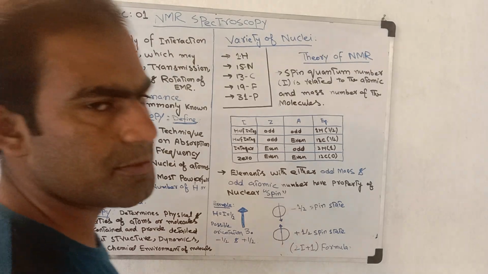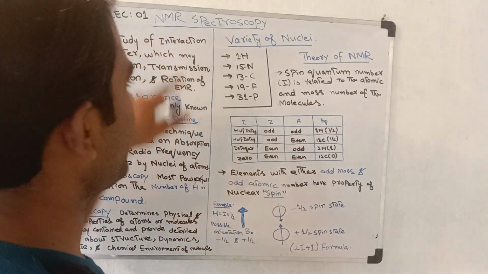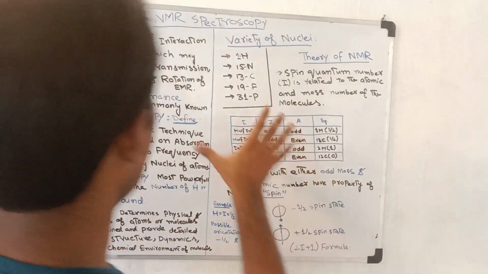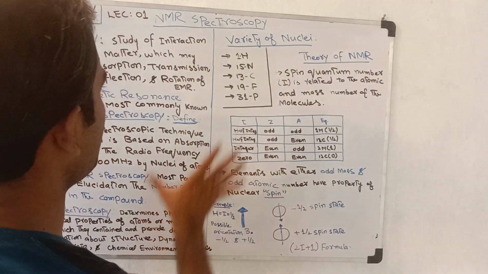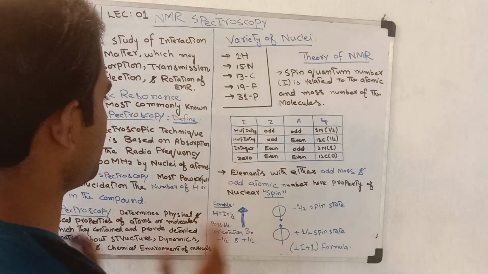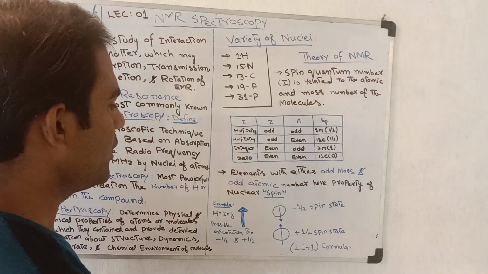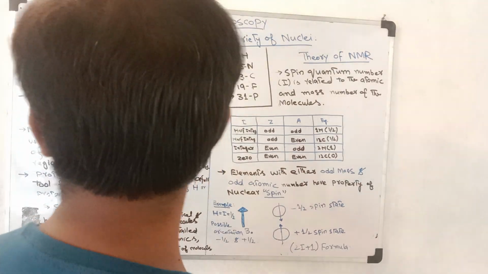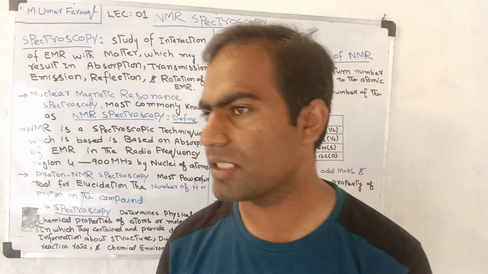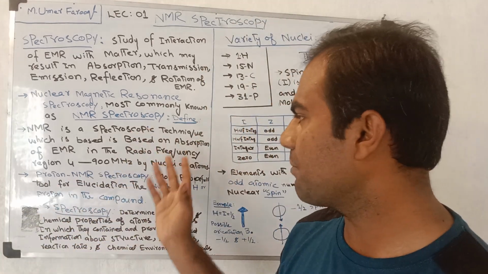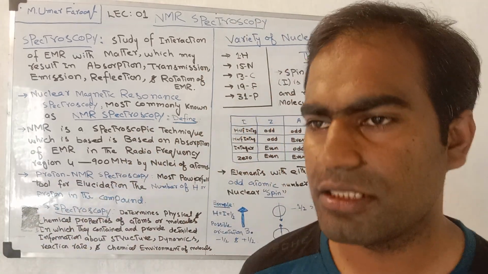Let's start NMR spectroscopy. Today our topic is NMR spectroscopy. First of all, we see the basics of NMR spectroscopy: what's the principle and the variety of the nuclei? Let's start. What is spectroscopy? First of all, we should explain spectroscopy. Then we see NMR spectroscopy, and so on.